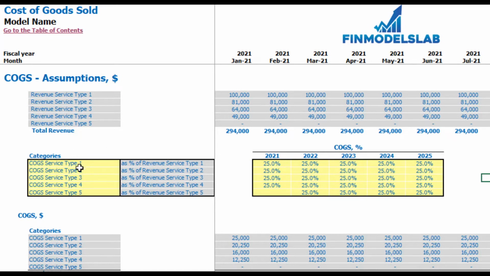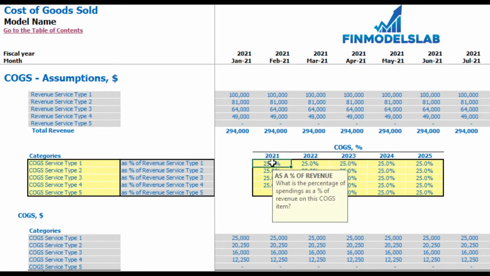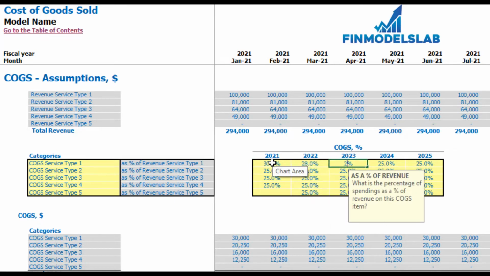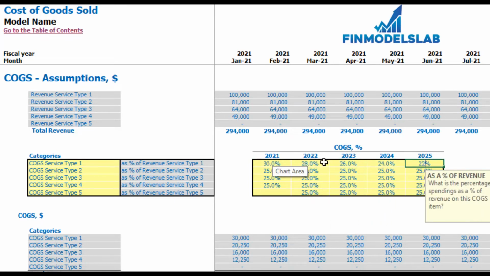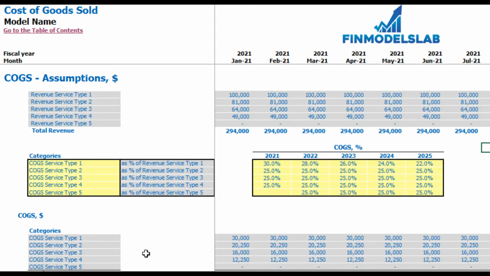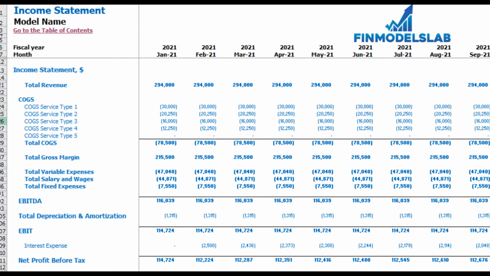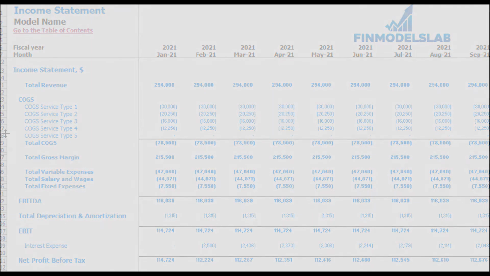For example, COGS for service type 1 can be 30% for the first year, 28, 26, 24, 22 for the next 4 years. Below you may see the calculation of COGS line items, and in the income statement under the COGS section you may see these values by months.